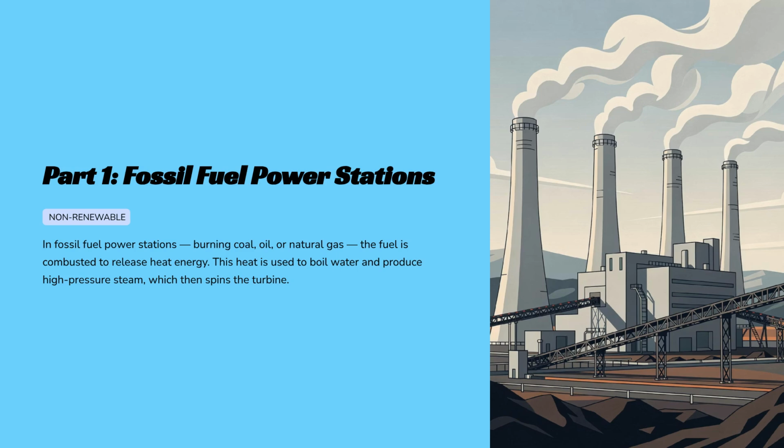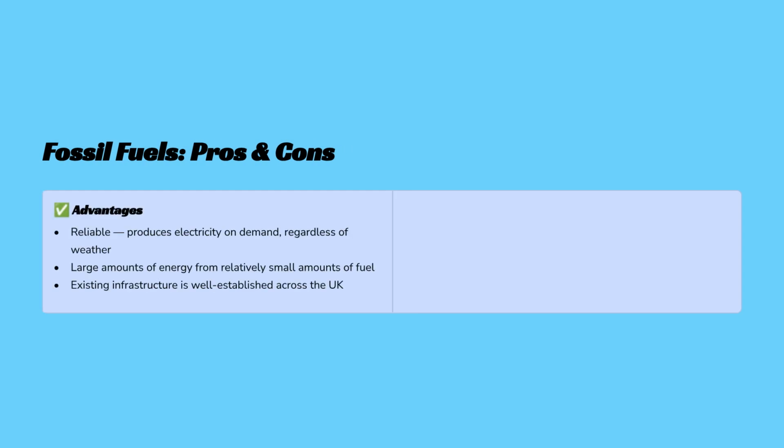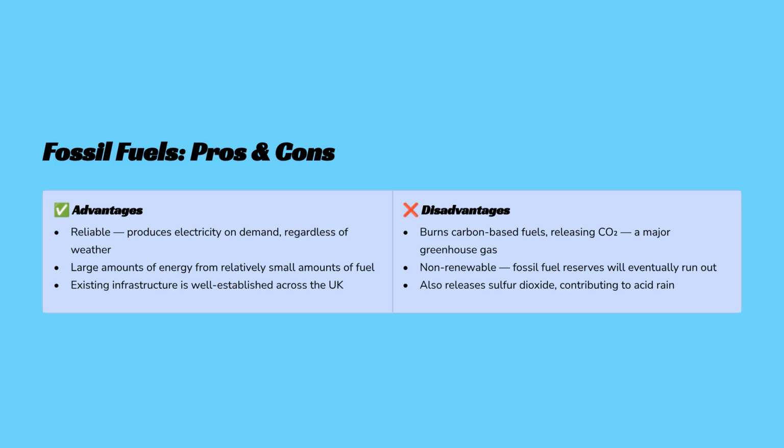Fossil fuel power stations are non-renewable. They burn coal, oil, or gas to heat water, creating high-pressure steam to drive the turbines. The energy chain in a fossil fuel station starts with chemical energy in the fuel, which transforms into thermal, kinetic, and finally electrical energy. Fossil fuels are reliable for on-demand power, but they come with significant environmental costs, including greenhouse gas emissions and acid rain.